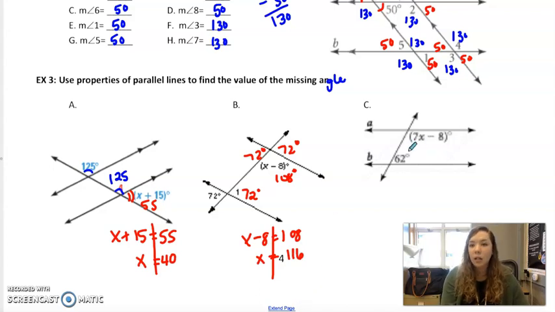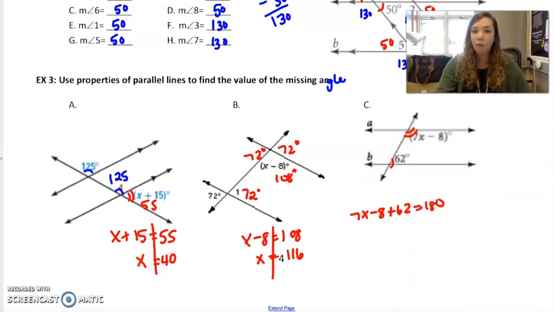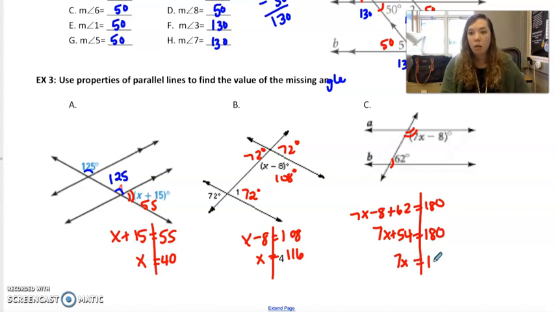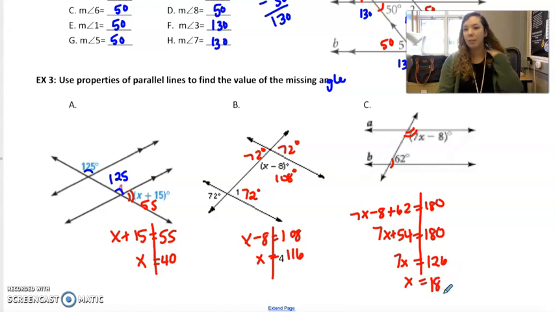And then last one here, these are same side interior angles, so we know they add to 180. So let's go ahead and do 7x minus 8 plus 62 equals 180. And solve. So negative 8 plus 62 should give us 54. If I subtract 54 from both sides, I should get 126. And then we have to divide that by 7. So let's see. 18, I believe.